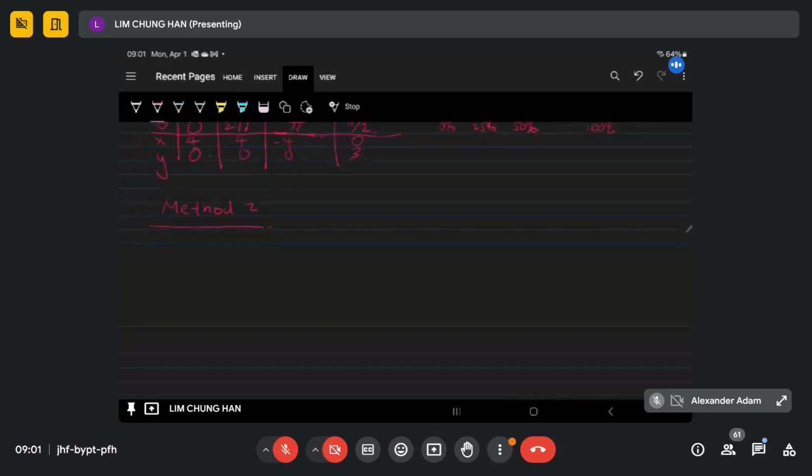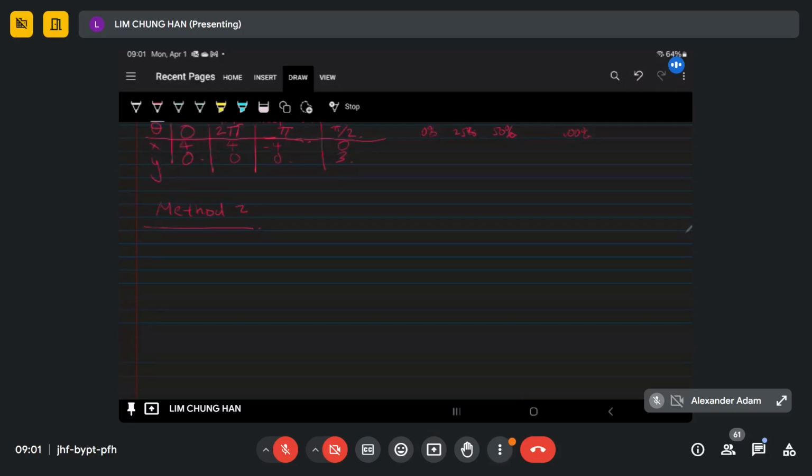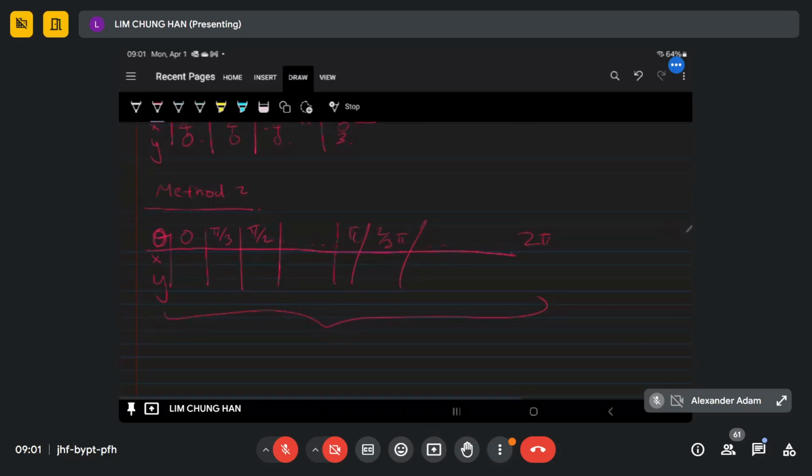You know how to solve this using method 2? Basically, you draw the table. Theta, x and y, and you plot in a lot of points. 0, pi over 3, pi over 2, then all the points in the middle, then pi, then 3 pi over 2, and so on until you get 2 pi. So you need a lot of points. I don't know, maybe 20 points.